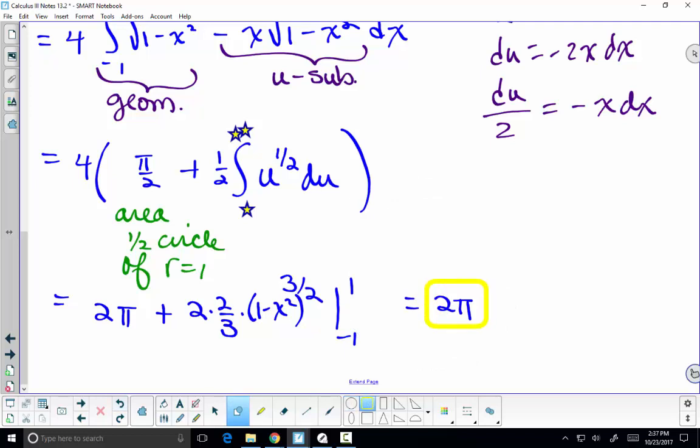So plugging in 1 and minus 1 both give nothing. So I end up with just 2 pi. 2 pi only. Interesting.